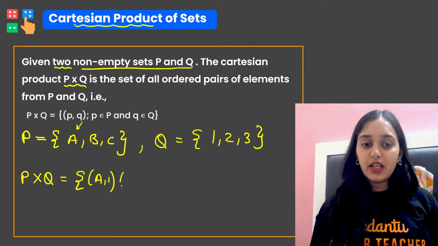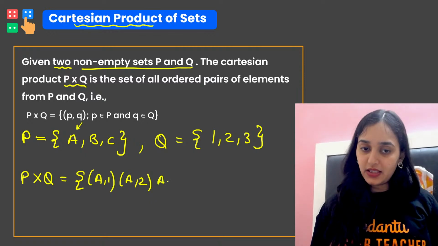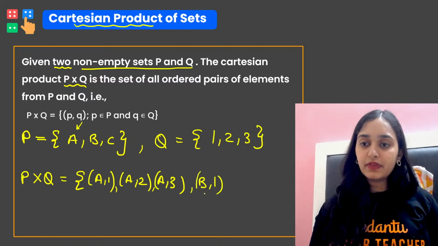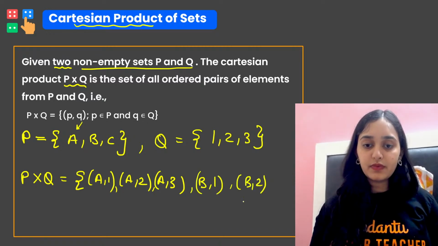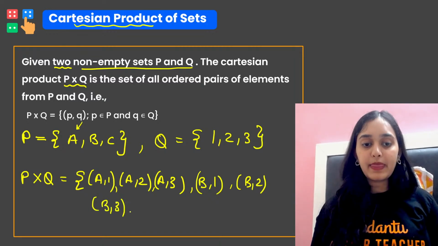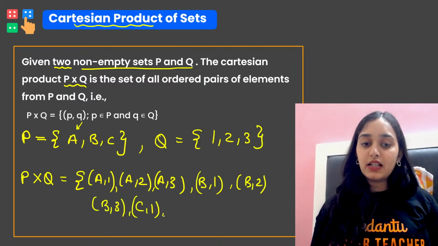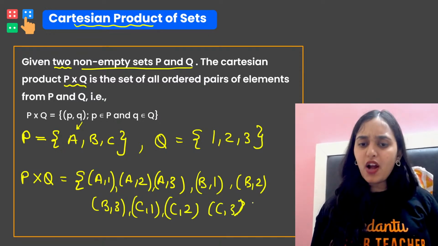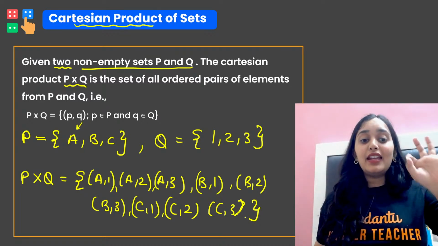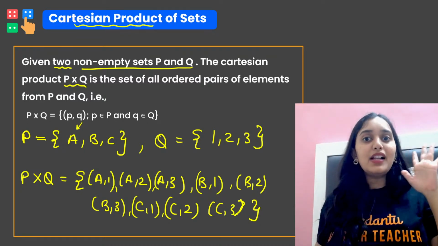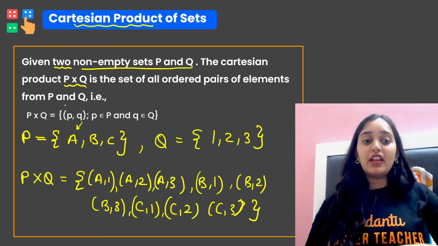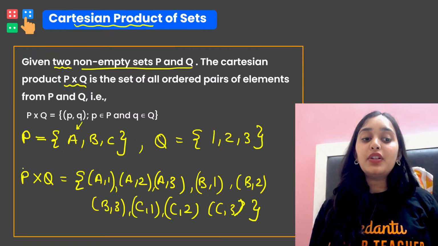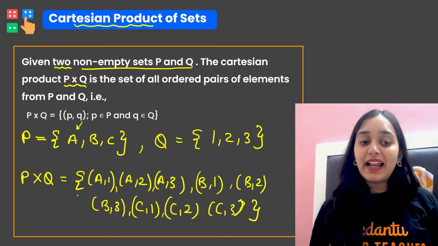A with 1, A with 2, A with 3. Similarly, B with 1, B with 2, B with 3. Similarly, C and 1, C and 2, C and 3. Apart from this, is there any other ordered pair even possible? Not possible, right? So, if I take set P and set Q and find the Cartesian product, I will get a new set.